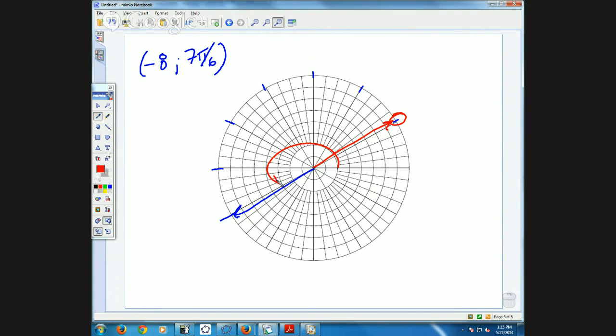This right here is my 7 pi over 6, right? If it was a positive 8, I would head out from the origin this way. But it's a negative 8, so from the origin I head out that way. So this right here is the point negative 8, 7 pi over 6.